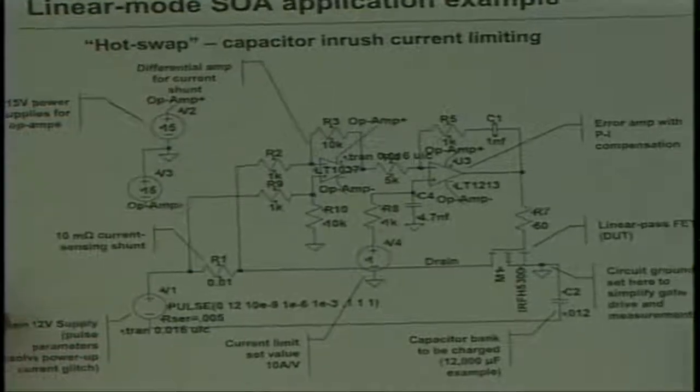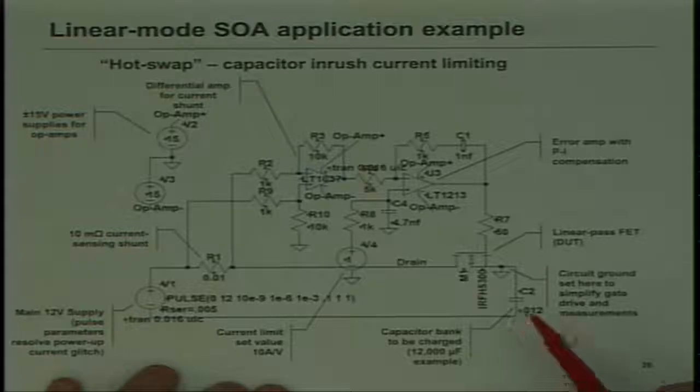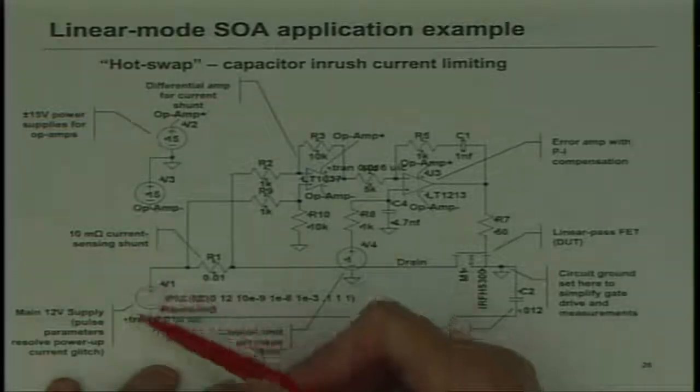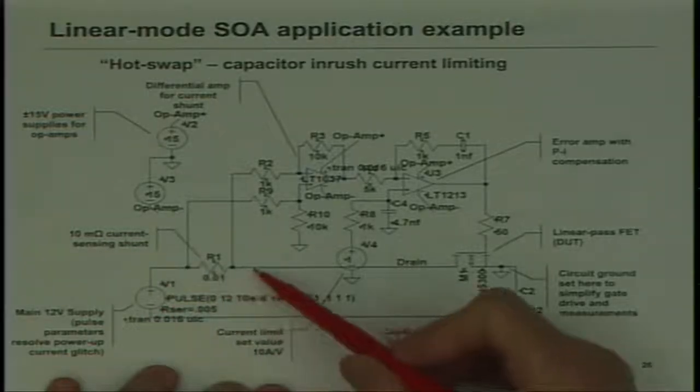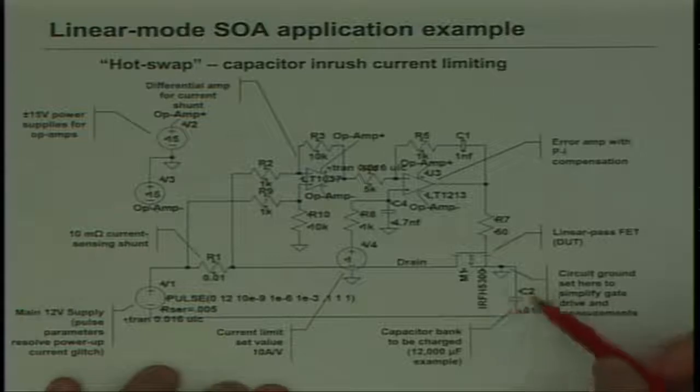So here's a quick example. And I'm sorry, the graphics, the printing here got kind of goofed up. But what you're looking at is a voltage source, a current sensing resistor, and this is the device we're interested in. This is a FET charging up a great big capacitor.